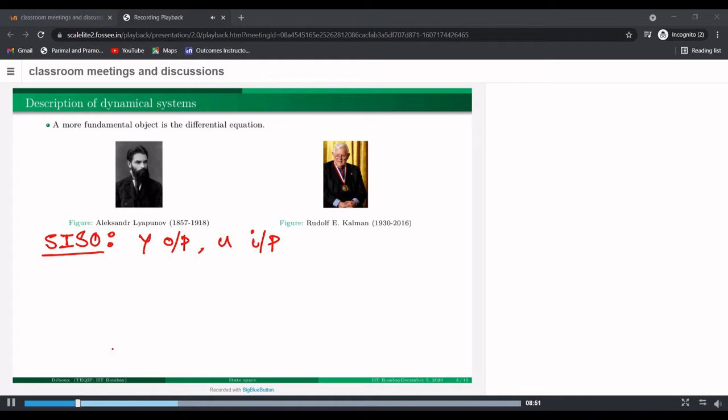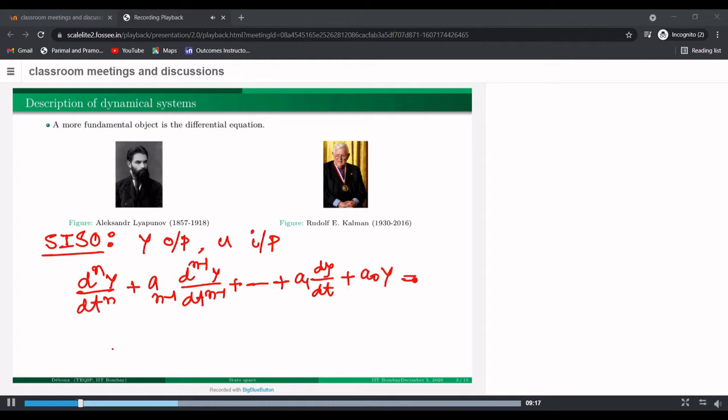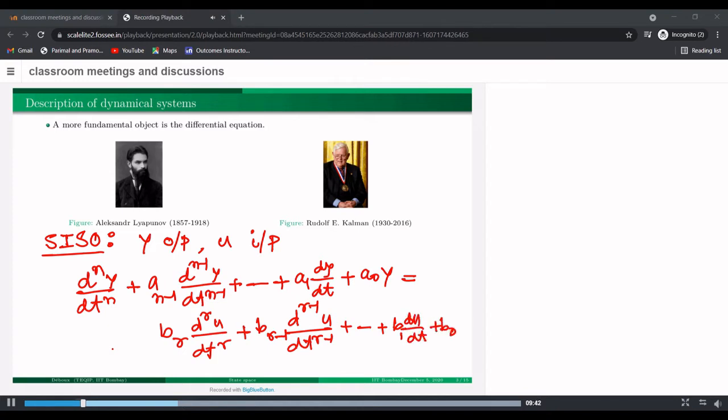And a differential equation is going to look something like this: d^n y/dt^n plus a_{n-1} d^{n-1}y/dt^{n-1} plus ... plus a_1 dy/dt plus a_0 y is equal to b_r d^r u/dt^r plus b_{r-1} d^{r-1}u/dt^{r-1} plus ... plus b_1 du/dt plus b_0 u. So this is the description of a SISO dynamical system given in the differential equation form.